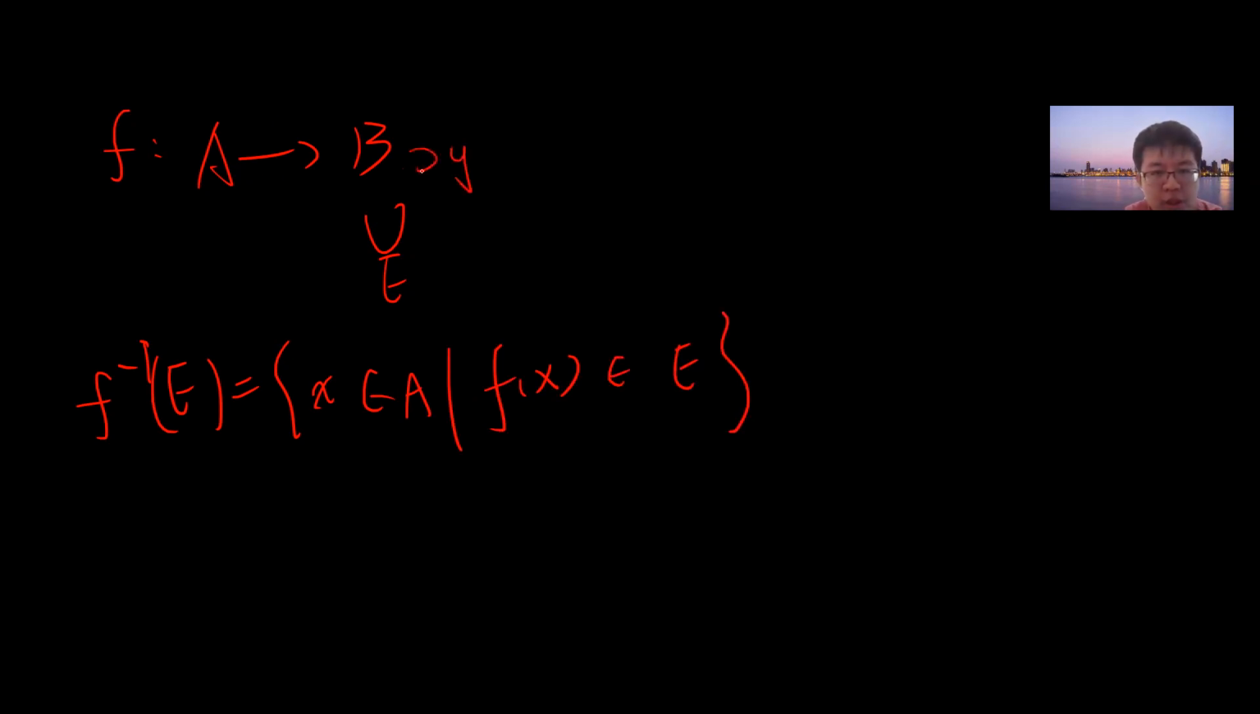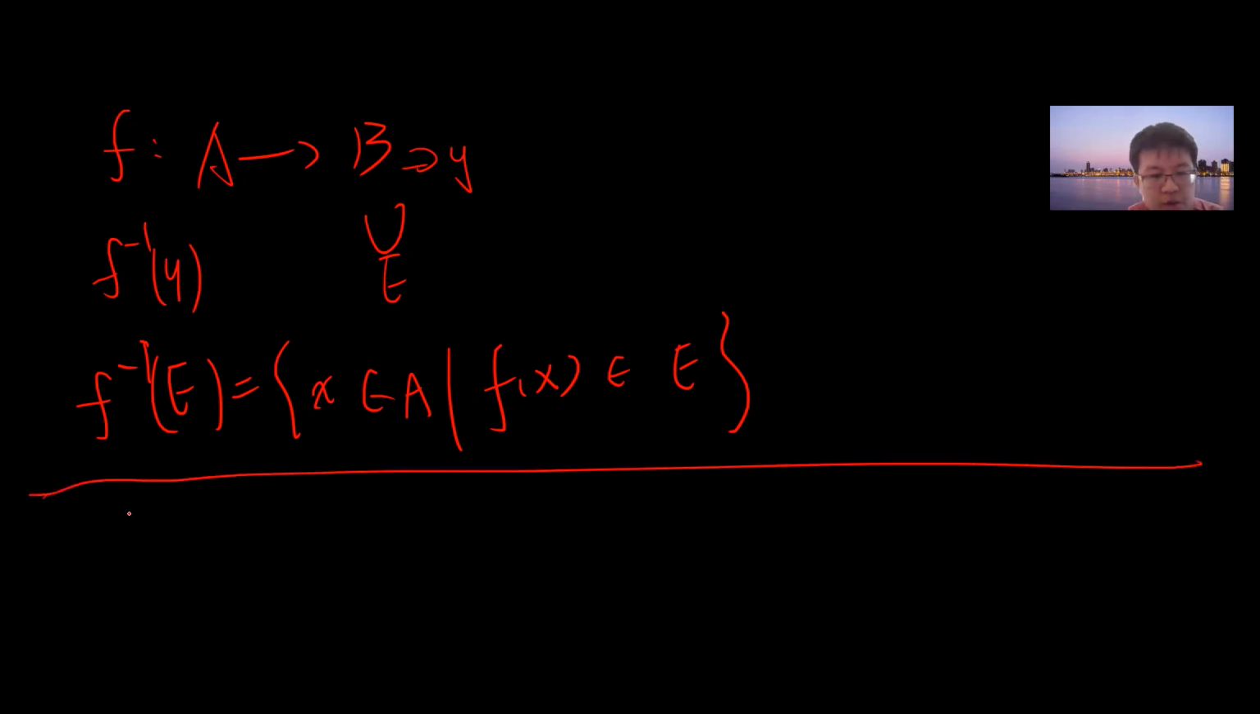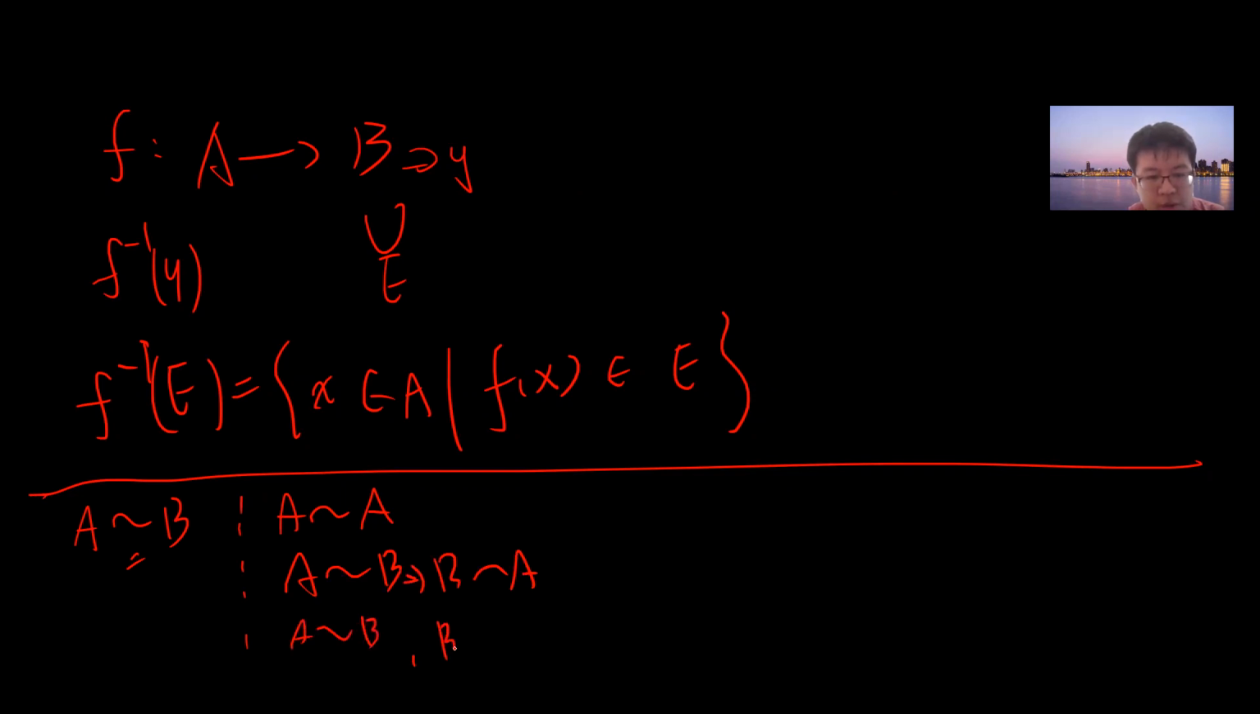If I pick any element y belonging to B, I can take f inverse of y, basically all the elements x such that f of x equals y. So this is just very basic ideas. Also, equivalence class. If you have learned algebra, people like to talk about equivalence classes. I say A is equivalent to B, and this needs to satisfy three conditions: A is equivalent to A, and if A is equivalent to B and B is equivalent to C, then A is equivalent to C, hopefully you get this. So this is called an equivalence class.